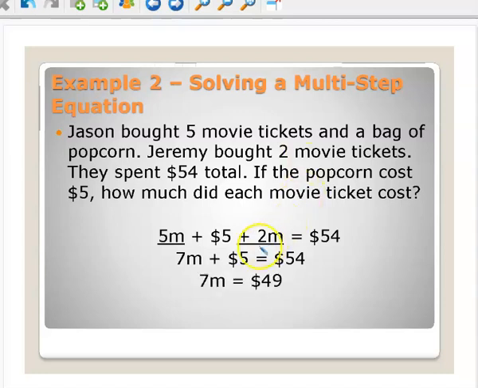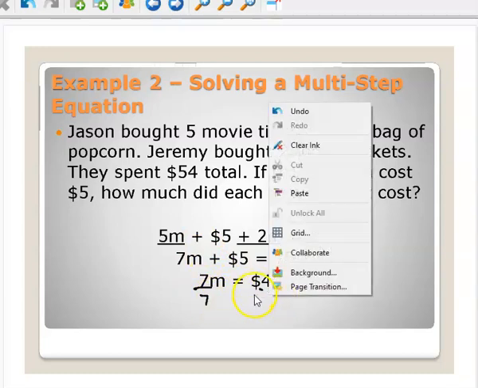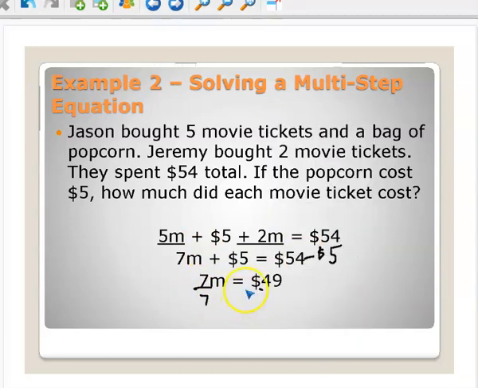And if we subtract the $5 from both sides, we eliminate it from the left. We eliminate it from the right, so 54 minus $5 gives us $49. So 7 movie tickets are going to cost the boys $49. So we want to know what's the cost of each movie ticket. Undo this multiplication right here. Divide by 7, and oops, let's try this again. There we go.